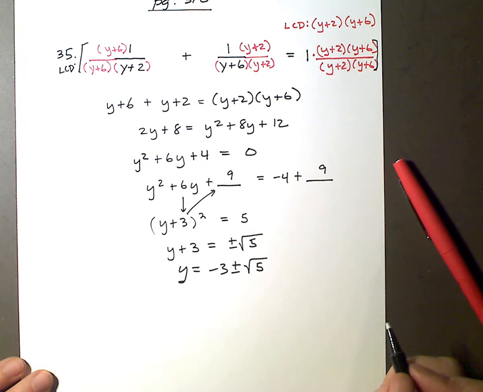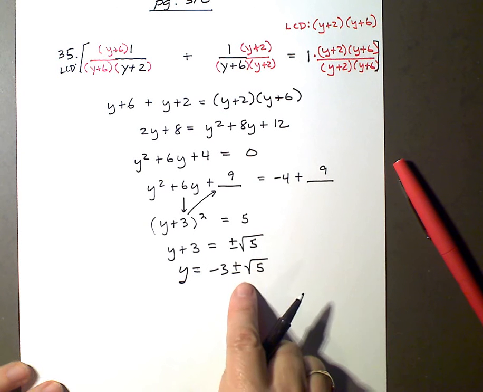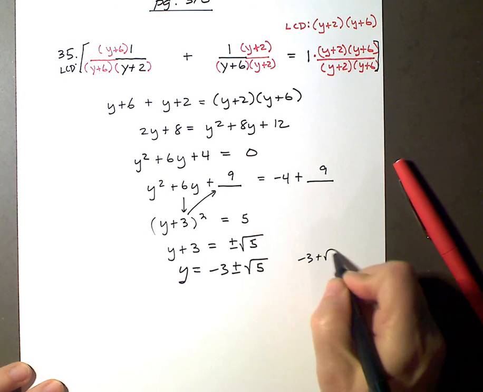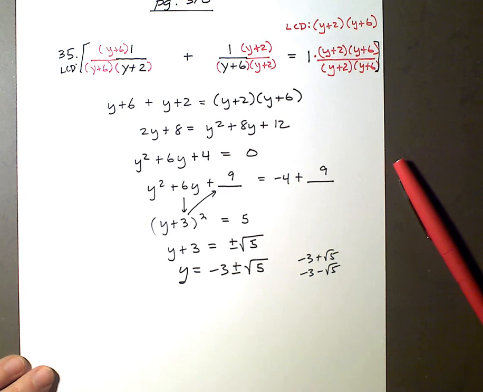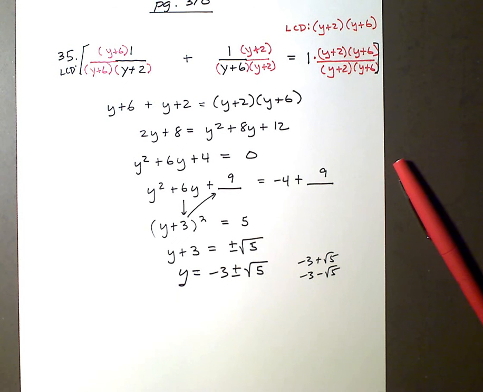And that represents two solutions, negative 3 plus root 5 and negative 3 minus root 5. Those are the two roots, and they happen to be conjugates. And that's it for number 35.